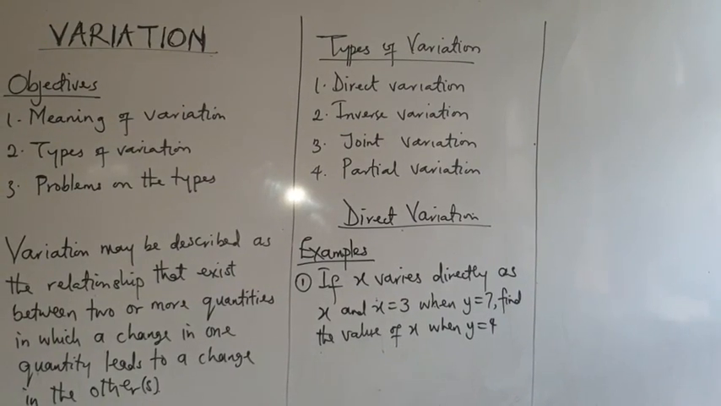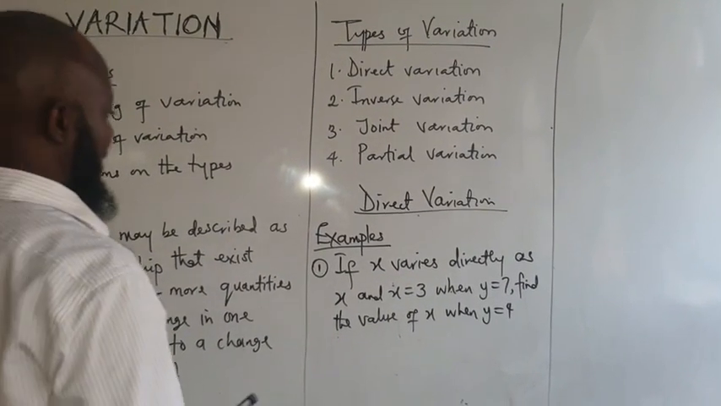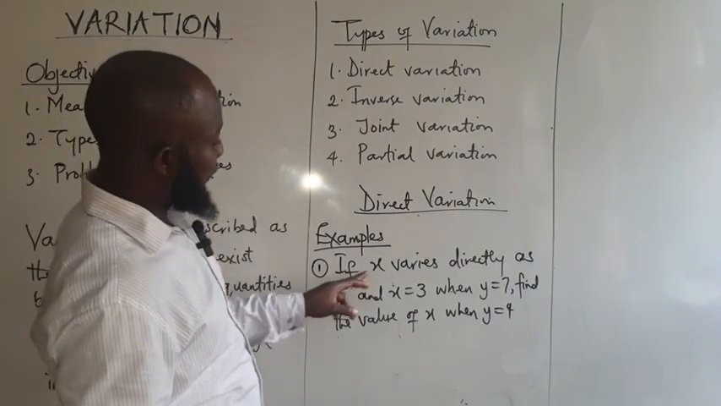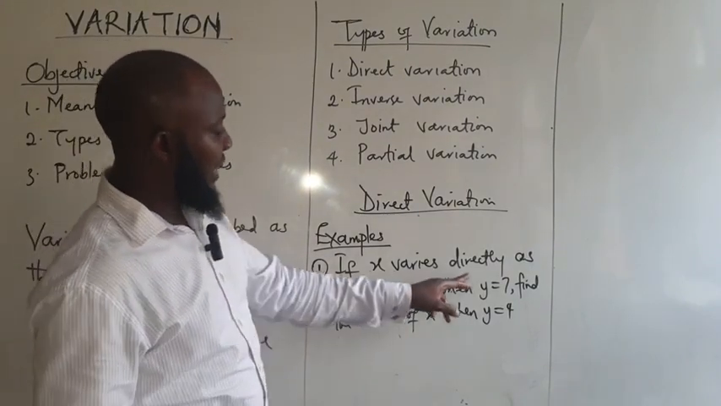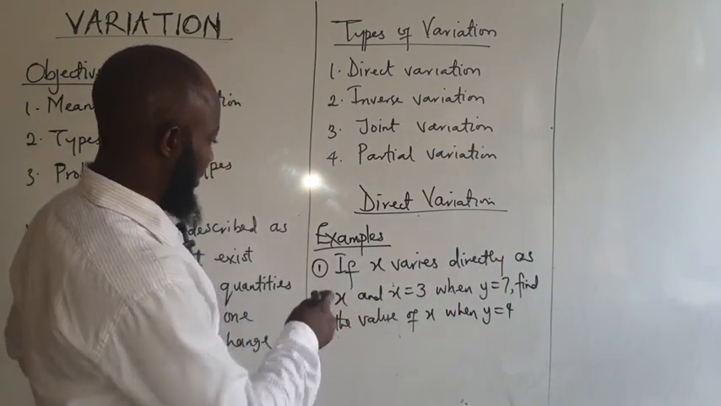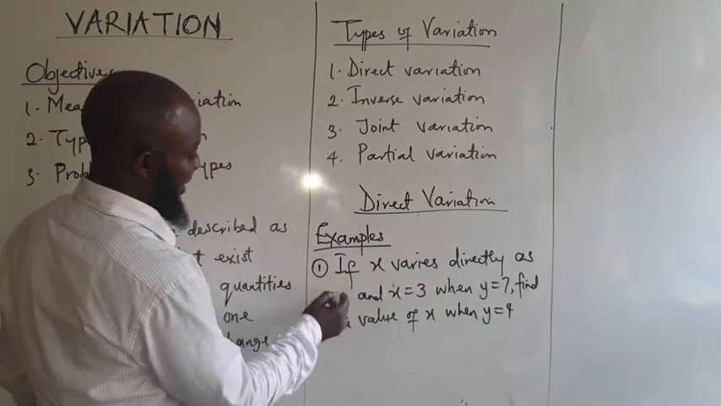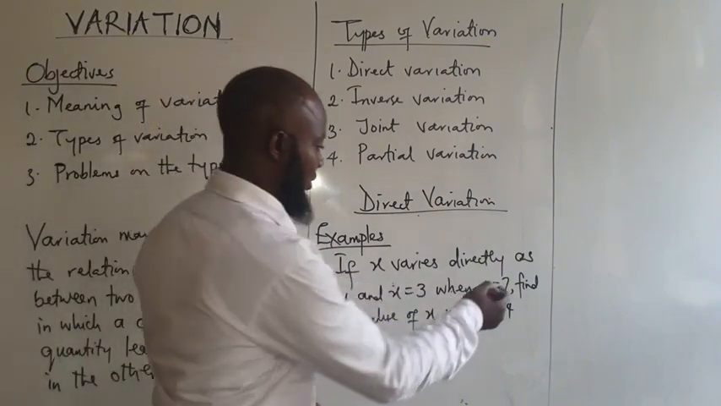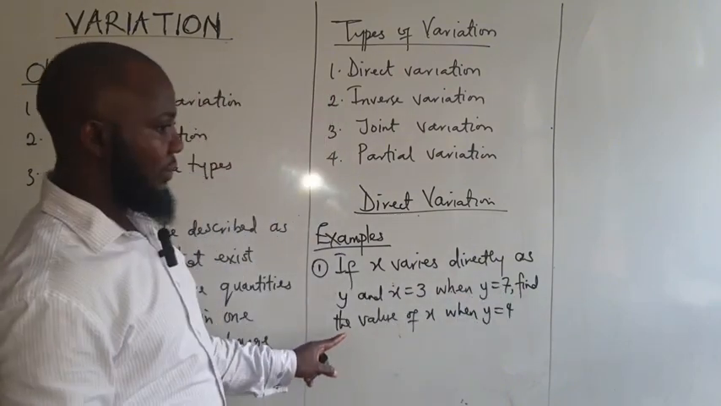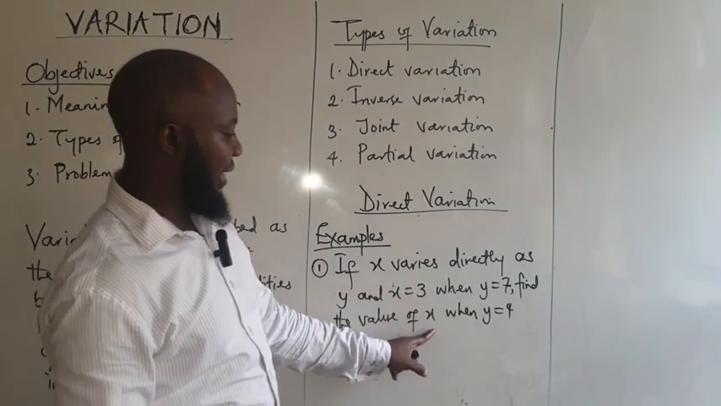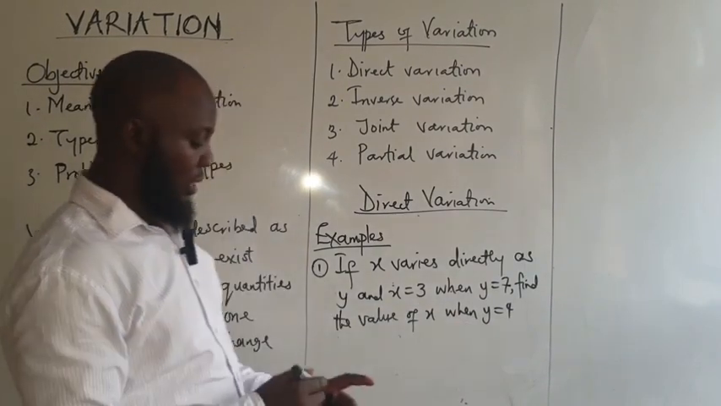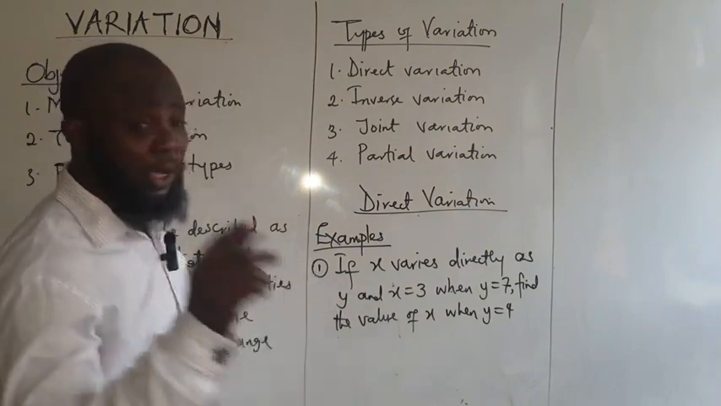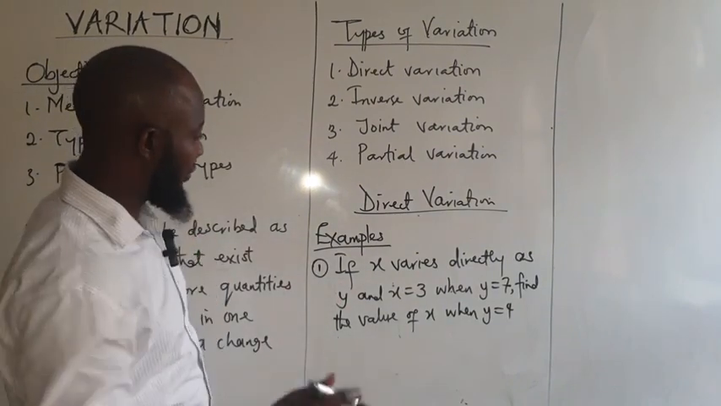Alright, for direct variation, let's look at examples. The first one: if x varies directly as y, and x is 3 when y equals 7, find the value of x when y is equal to 4. Now, before we solve this, let's interpret. The way we are going to interpret is very careful.